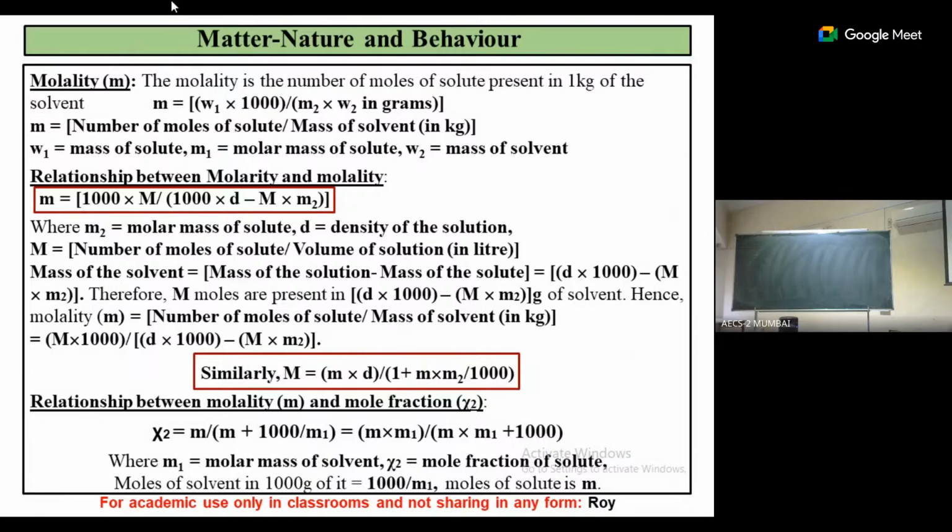Molality gives you the number of moles of the solute present in 1000 grams of the solvent, or 1 kilo of the solvent. Now, m stands for number of moles in 1 kilo of the solvent. How to find out the mass of the solvent? If you know the volume of the solution, you multiply with the density, it gives you the mass of the solution. So the total mass of the solution is known to you.